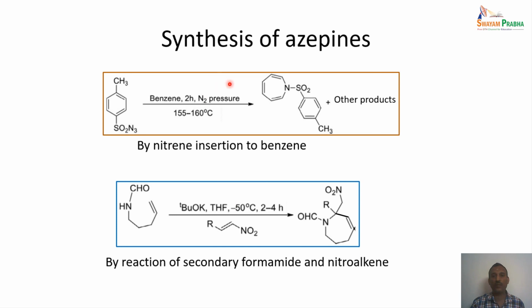And when we look at the synthesis of azepines, this can be carried out using nitrene insertion on benzene. So this particular sulfonyl azide, when treated with benzene under nitrogen pressure at a very high temperature, leads to this particular azepine derivative and other products. And we can also react a secondary formamide and a nitroalkene together in the presence of a strong base to give the corresponding cyclized product.